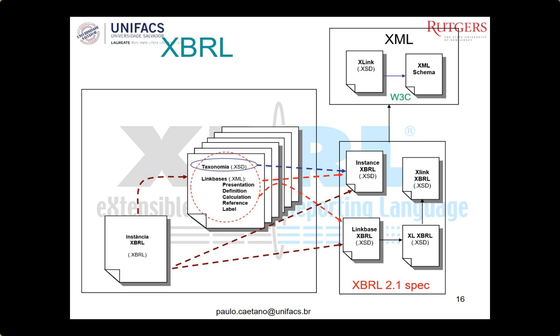And the XBRL 2.1 spec is based on these definitions and has 4 documents. The taxonomy is constructed by the users based on these documents, the link base in these documents, in this spec. And the instance XBRL is built based on the taxonomy and on the definition of this spec. This is the relationship between the specifications.